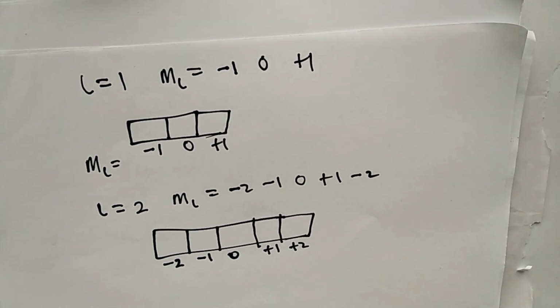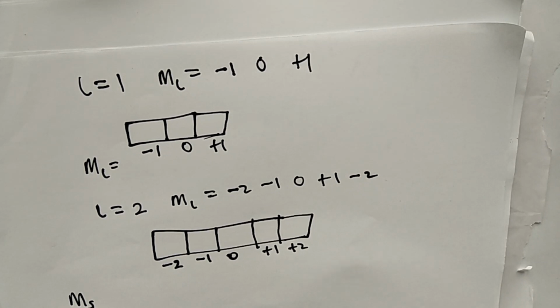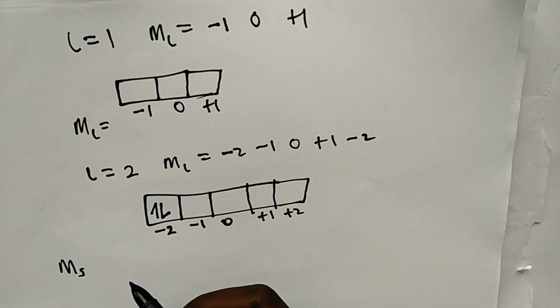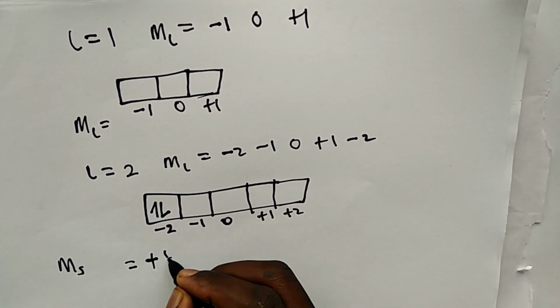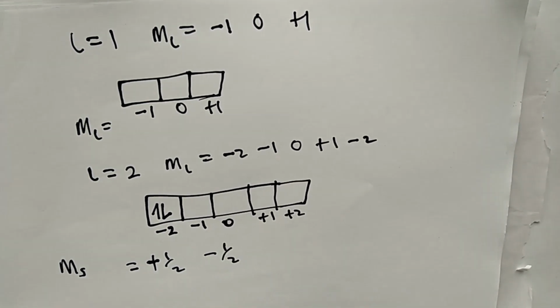Then we'll put the electrons inside to know the exact orbital where the electron is. For the electron spin, MS, in each orbital the electron spin could be up or down. If it's spin up, it equals plus half. If it spins down, it equals minus half. So let's take some examples so that we understand more clearly.